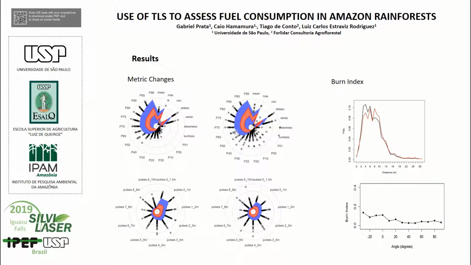We didn't find relevant differences between pre- and post-fire metrics, except for the number of pulses between the ground and the DBH height. These results can be easily viewed on these radar graphics, which illustrate the behavior pattern of normalized box plots from each metric. Burn index also showed greater values in the lower angles. These results corroborate the fact that the largest amount of fuel consumed comes from the first layers of the forests.